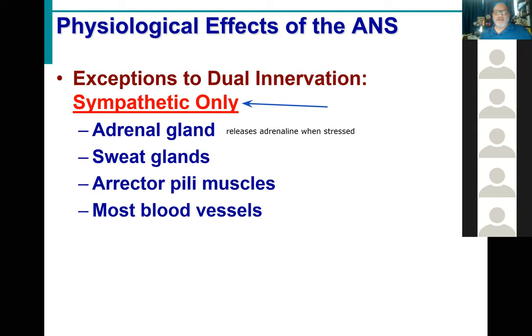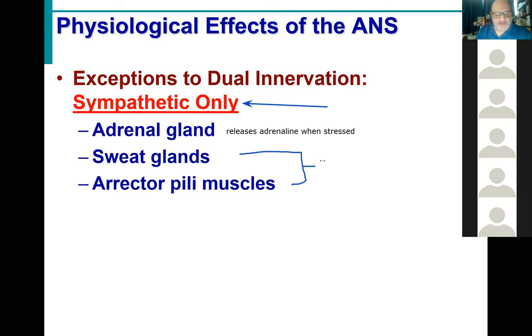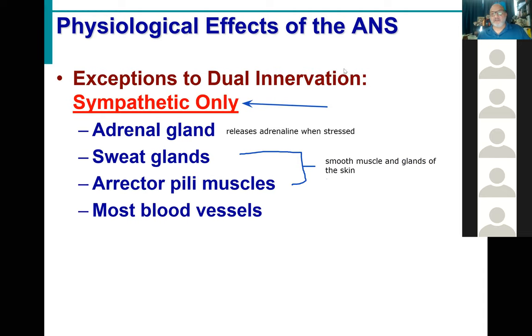Our skin is another great example. Our sweat glands, our arrector pili muscles, all of these things basically associated with the skin are also only innervated by the sympathetic nervous system. Again, as we talked about, when you're stressed, you can get all sweaty. When you exercise, you get all sweaty, right? Your arrector pili muscles stand up on end when you're scared, when you're cold, right? And we need to contract the muscles and bring the activity up. So this makes sense, as do most of the blood vessels of the body.